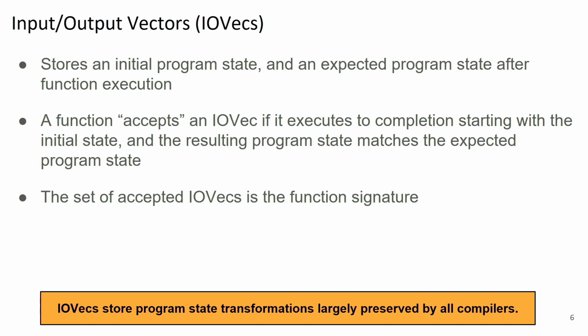IOVFI relies upon these units that we call input-output vectors, or IOVecs, that store some initial program state and the expected program state that we should see after a particular function executes. A function accepts an IOVec if it executes to completion, starting with the initial state encoded in the IOVec, and the resulting program state matches what we'd expect, also contained within the IOVec. And this set of accepted IOVecs is the unique function signature.